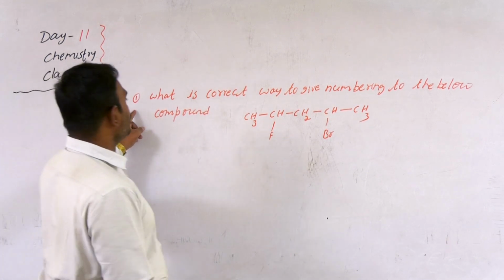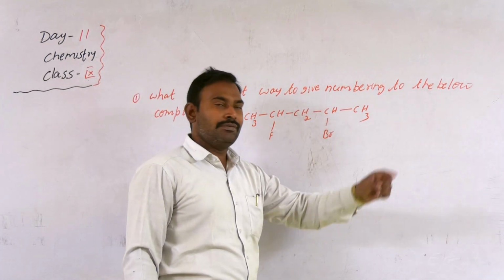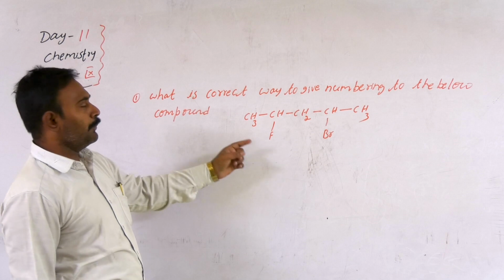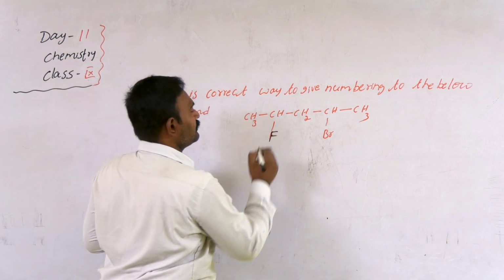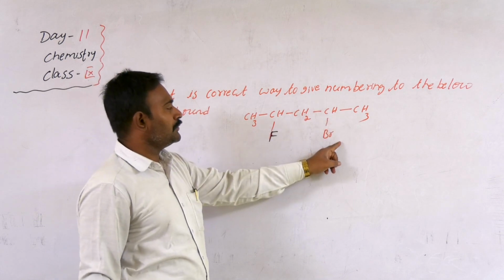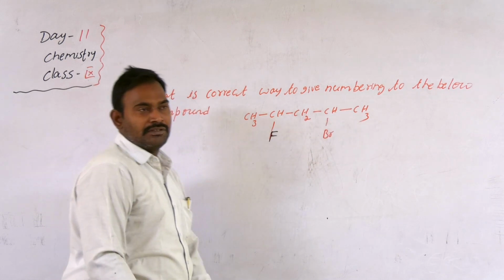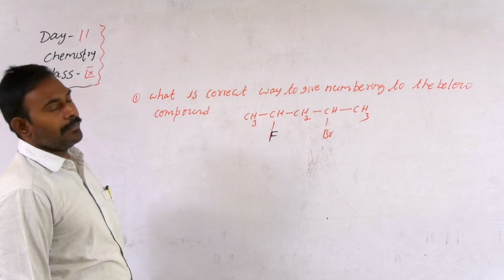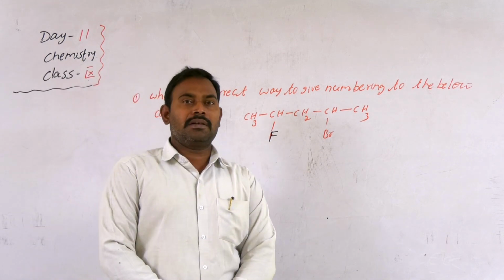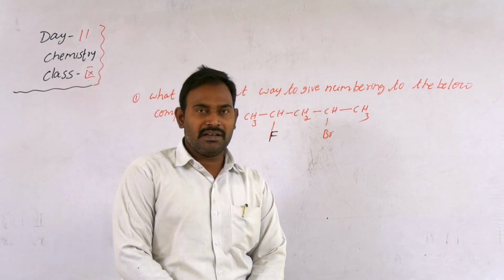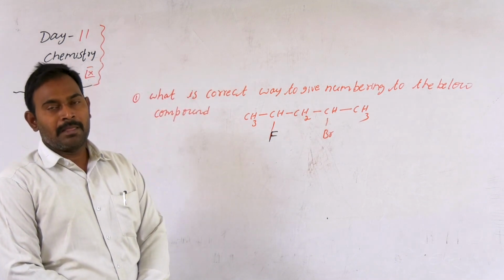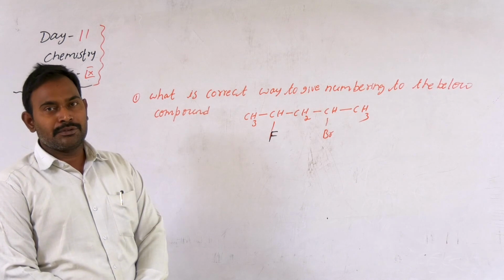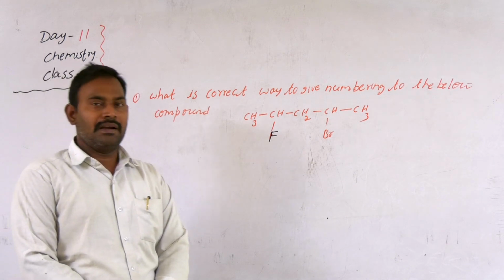Our first question is, what is the correct way to give the numbering to the below compound? CH3, CH, fluorine, CH2, CH, bromine, CH3. According to rule 1, we have to select the longest continuous chain, that means the longest possible chain with more carbon atoms.